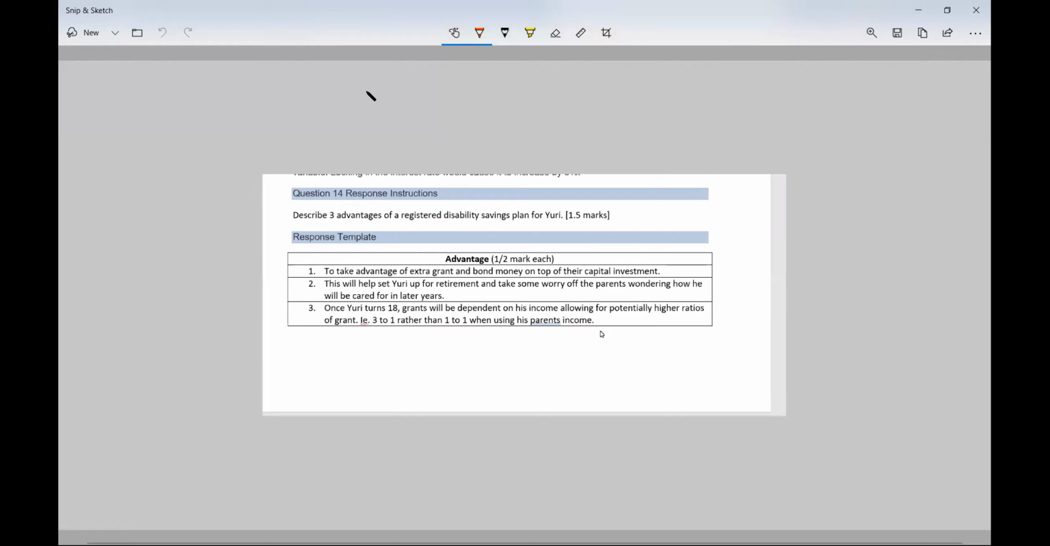Okay, 3 advantages of RDSP. How are we with the RDSP in general? I think this is a good place to put some study time in. I find unless folks have set 1 or 2 up, they often are very uncomfortable with RDSP.